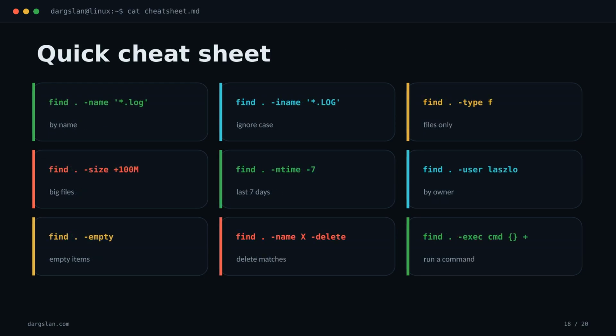Here's the same idea in copy-paste form. Top row, match by name, ignore case with -iname, or restrict to regular files with -type f. Middle row is your metadata sweep. Find big files over 100 megs, anything modified in the last week, or files owned by a specific user. Bottom row is action territory. Spot empty items, delete matches in one shot, or pipe each hit into your own command with exec. Screenshot this one. It covers 90% of what you'll ever type.